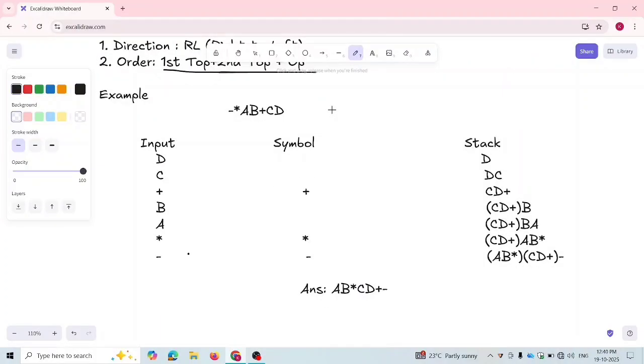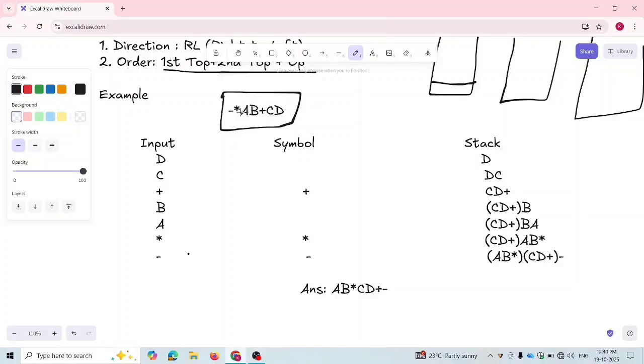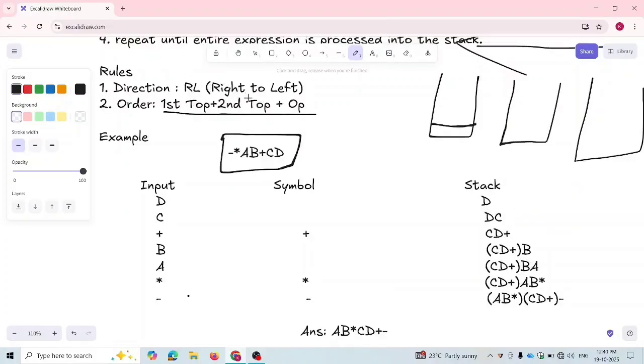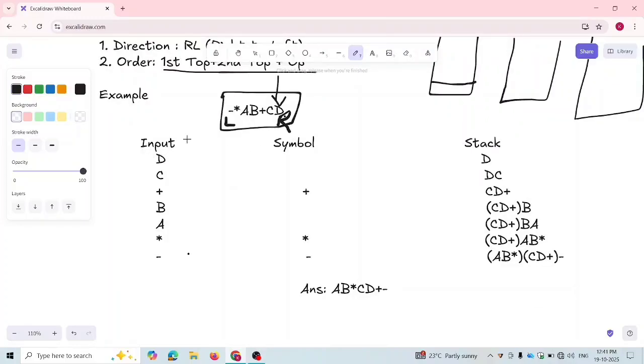Let us solve a problem. Here we have an example, minus star AB plus CD. Now how do we solve it? What is the first rule? You have to go from right to left. This is the left for me and this is the right. So we have to start from here. Start reading the elements from here. The first thing is D. The input you have taken is D and there is no symbol, so you are simply pushing it into the stack.